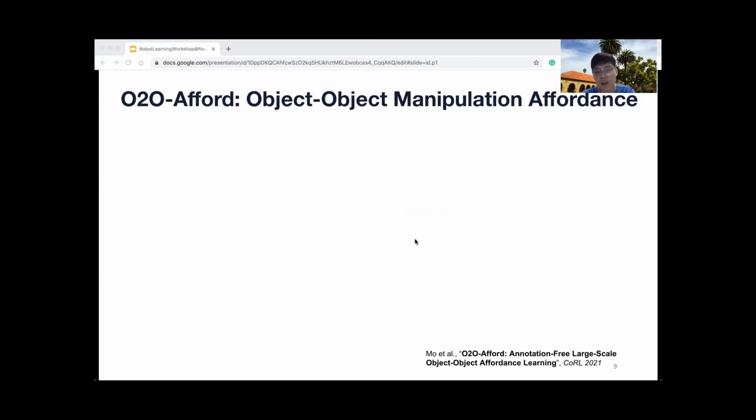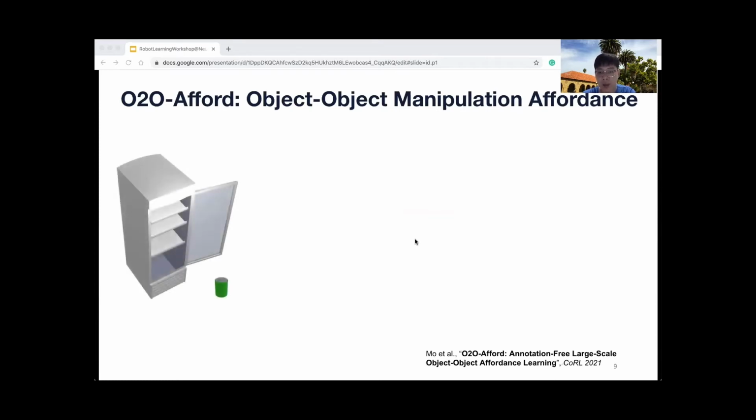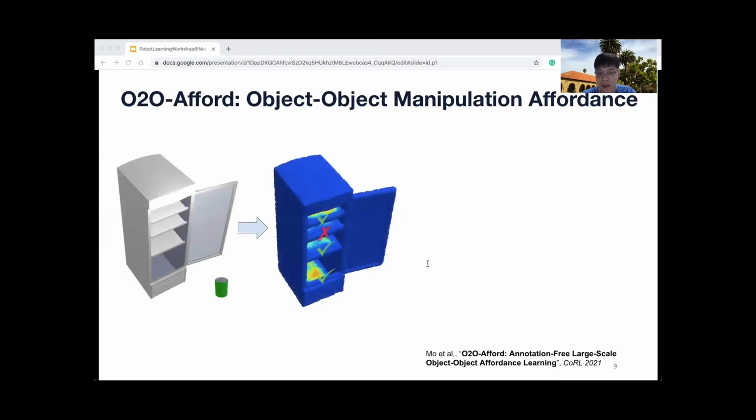The second work, O2O, further extends the self-supervised affordance learning framework to predict object-object manipulation affordance. For example, to fit a bucket into a cabinet, we need to place it on shelves that are flat, have enough room, and provide enough height. This is our predicted object-object affordance heat map, from which we can immediately rule out the second shelf of this cabinet since the gap is too small to fit the given bucket.